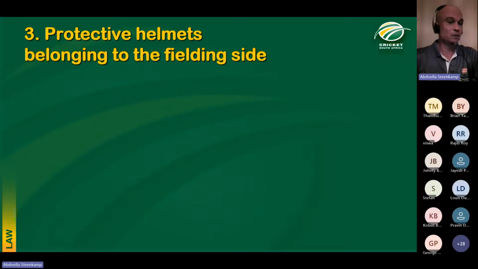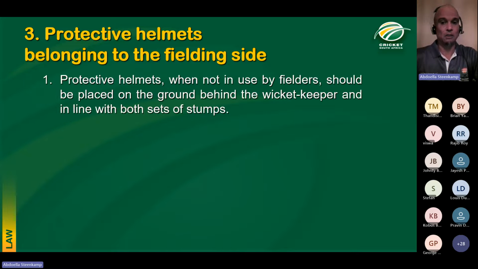When it comes to protective helmets belonging to the fielding side, the law allows for helmets, when they're not in use, to be placed on the ground behind the keeper and in line with both sets of stumps. So the law allows the helmets to be put behind the keeper.